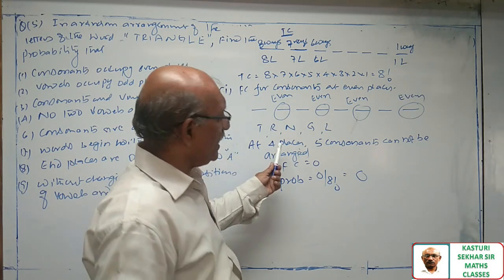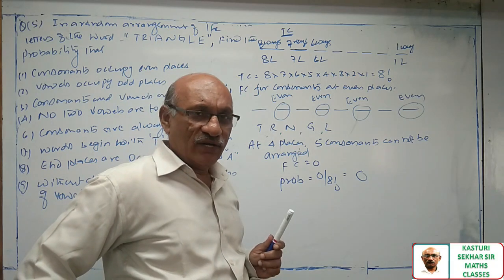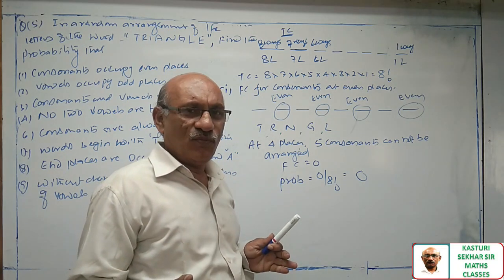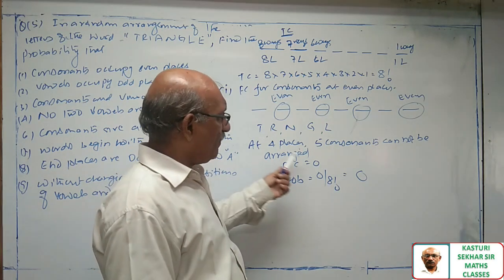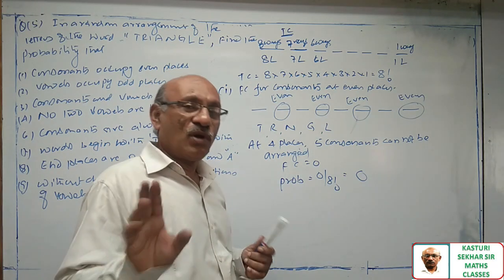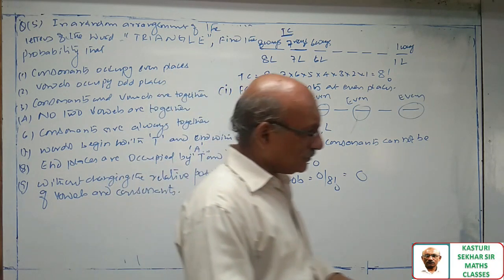Again, this point I am repeating here. I have 4 even places and 5 consonants. So it is not possible to put 5 consonants at 4 even places. Therefore, favorable cases are 0. Probability is equal to 0. Okay.